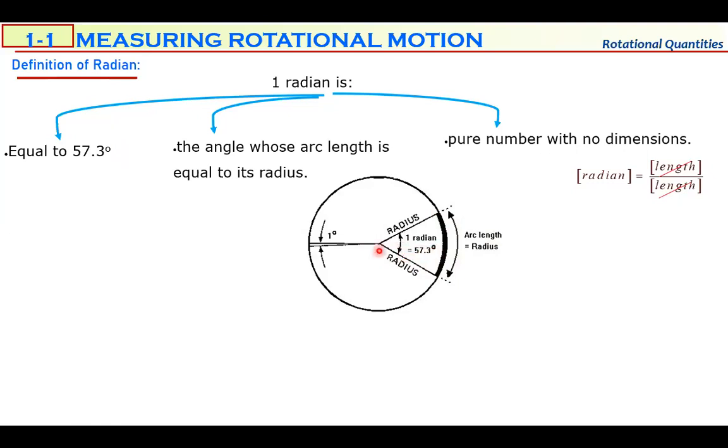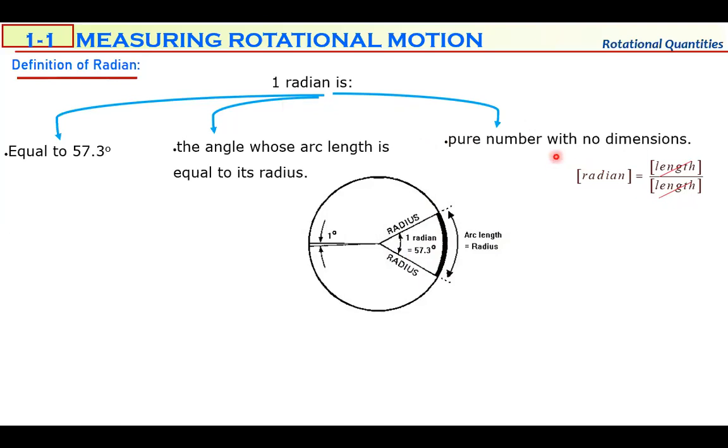Or if you have a very big circular pad of radius 100 meters, and this angle is 1 radian, 57.3 degrees, the arc length must also be 100 meters. So arc length and radius must be equal for the angle to be 1 radian, or 57.3 degrees. This 57.3 is often asked in exam questions. They ask what 1 radian is equal to. 1 radian is equal to 57.3 degrees.